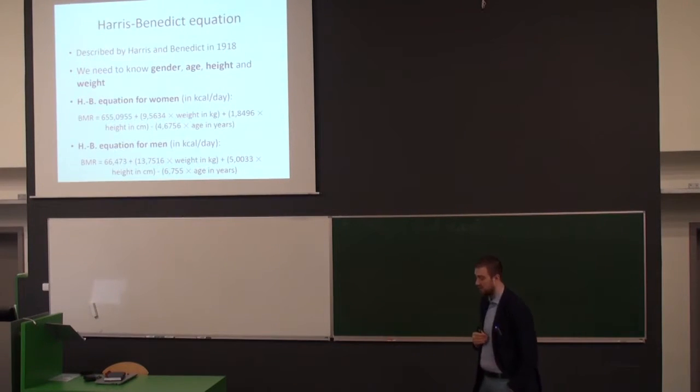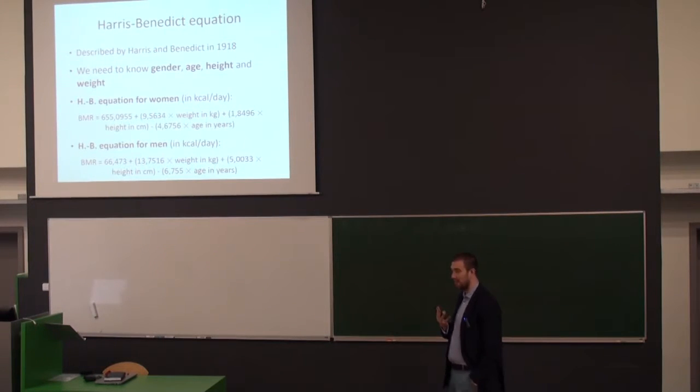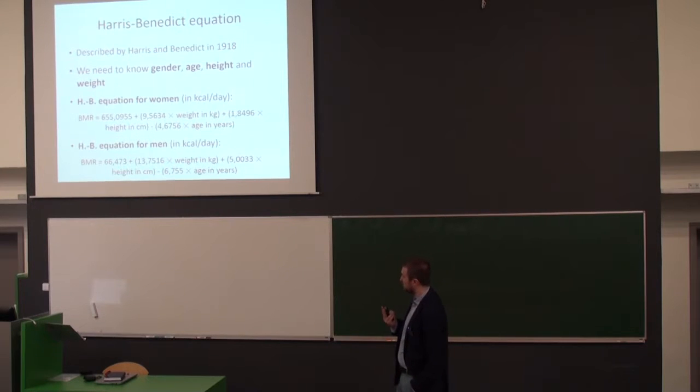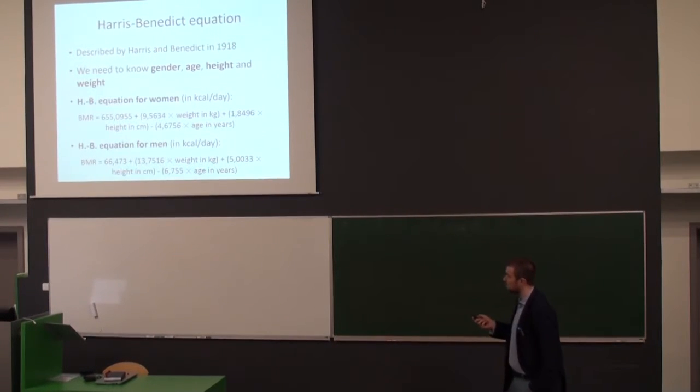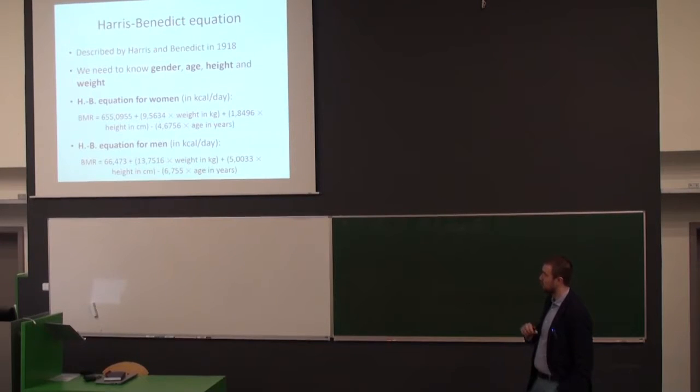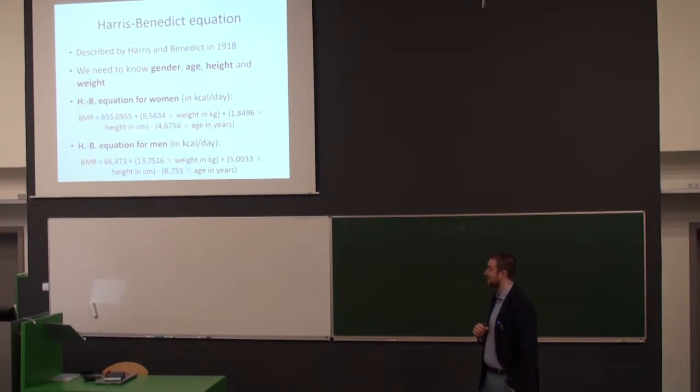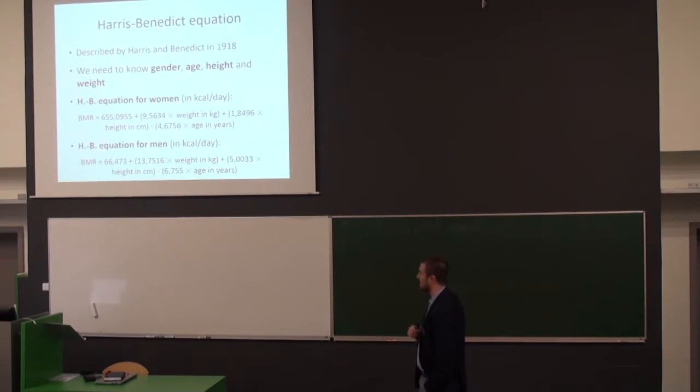It was established in 1918, and you must know 4 things: the gender, the age, and the kilograms and centimeters of the patient. As you see, you put these numbers into the formula, and from them you gain the result that tells you what the basal metabolic rate is.